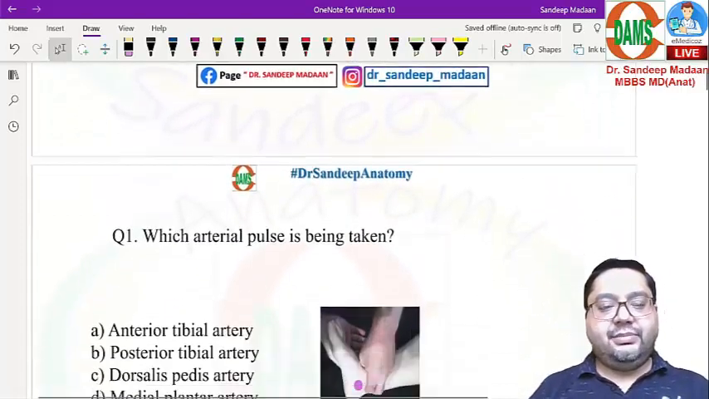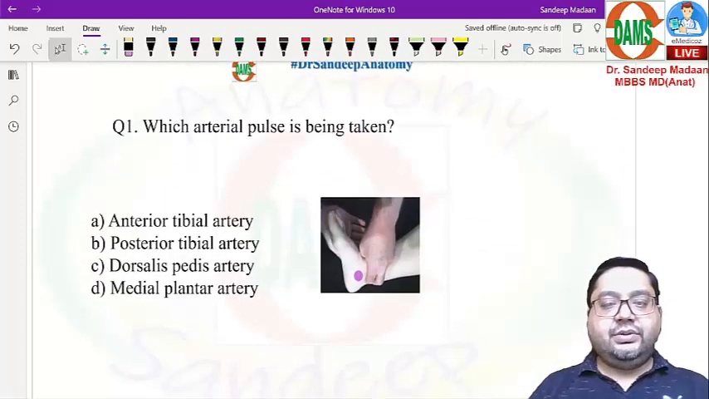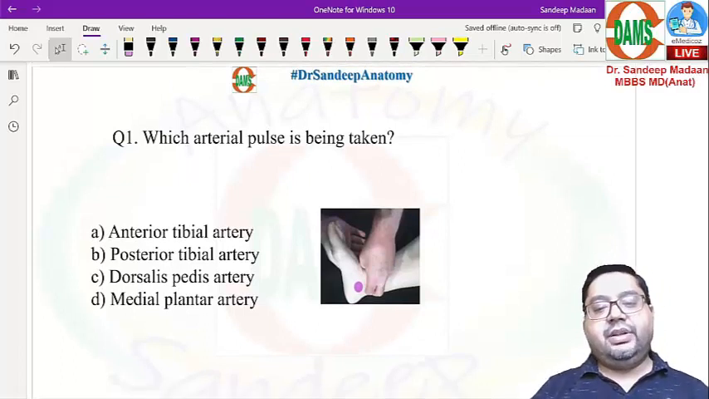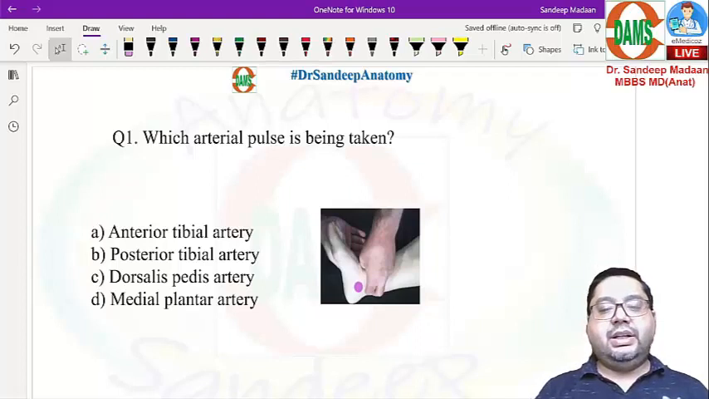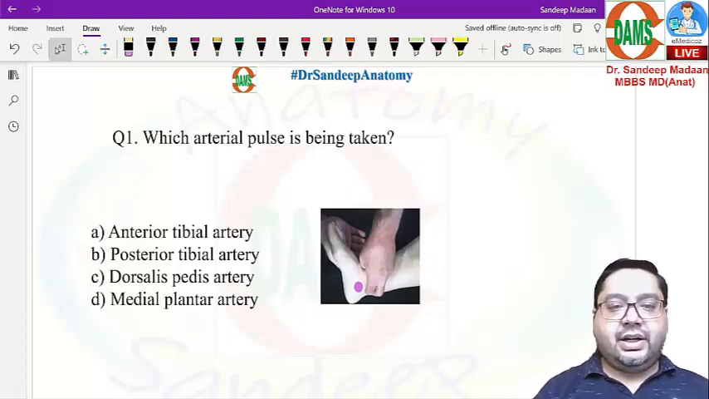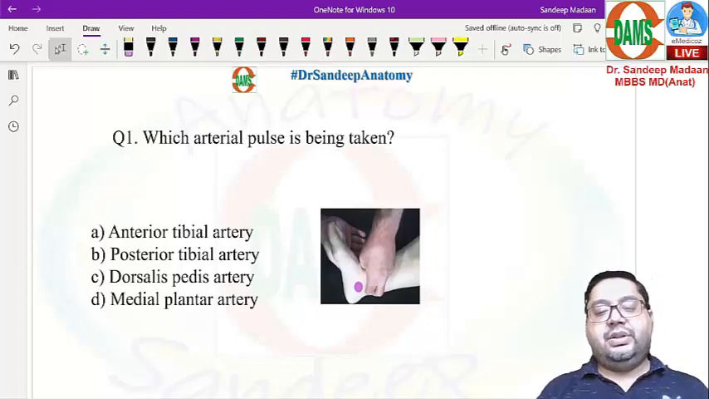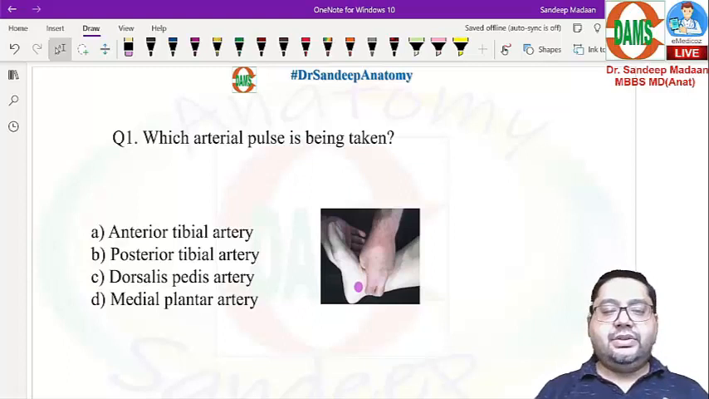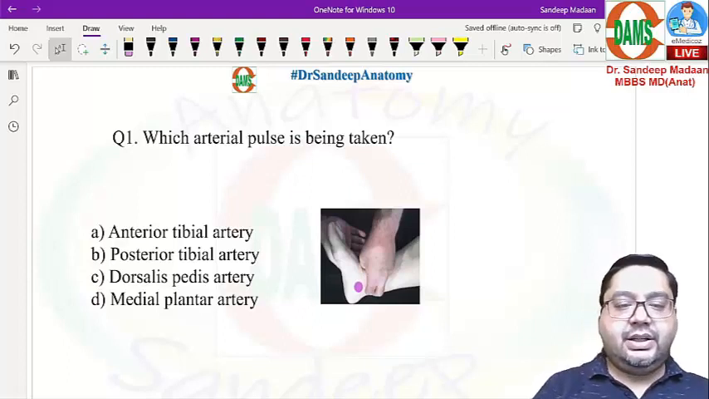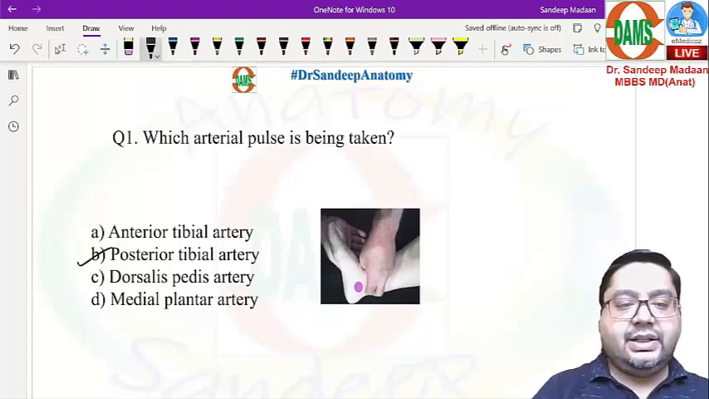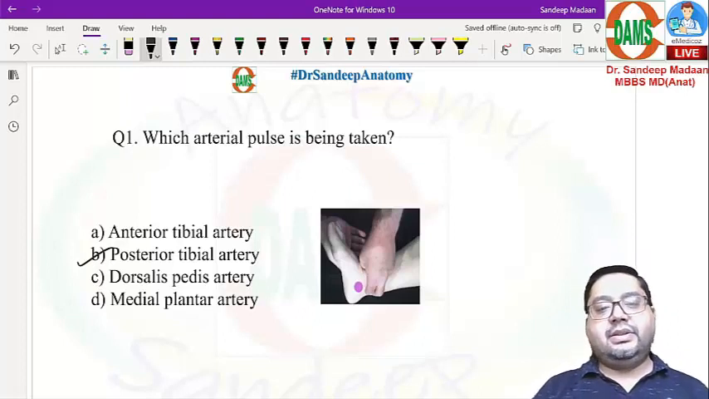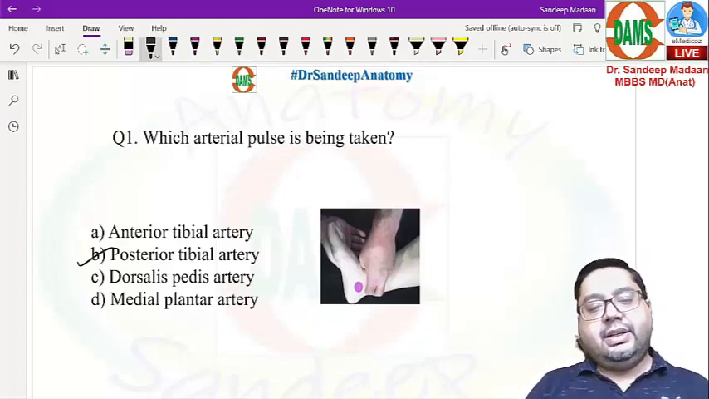This is question number 1, where the question was asked with an image in which one hand is seen on the lower limb, particularly at the posterior aspect of the leg, where an artery pulse is being taken. The question is: which artery? The answer to this question is the posterior tibial artery. To understand this, let us discuss the anatomy behind it.